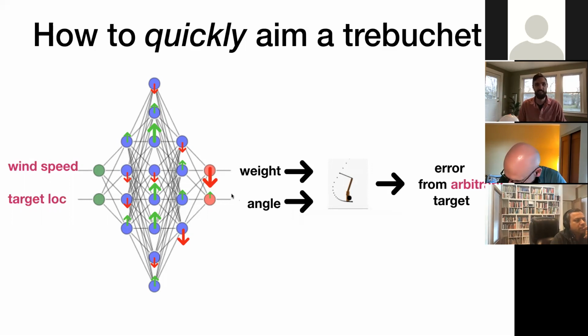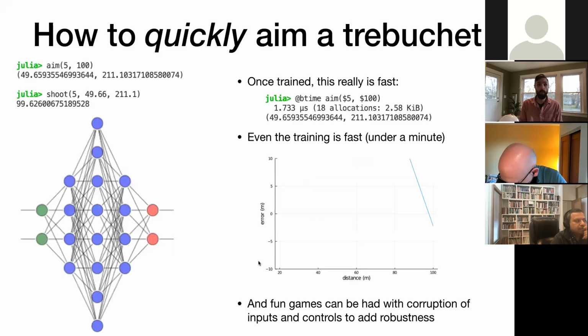This is classic machine learning right here, where we are using an error, updating our network. And the cool thing is this network is just taking in our two inputs, giving out our two control signals. And once we've trained this thing, well, we can do this really, really fast, right? We can just have this trained network ask for an aim of, how should we aim our trebuchet given a wind speed of 5 and 100?